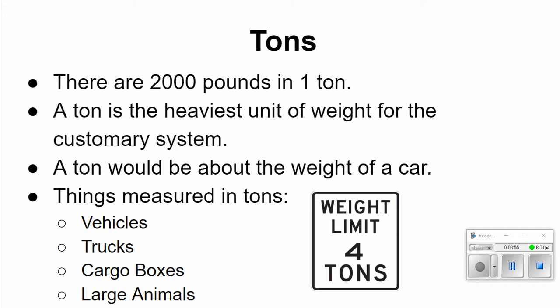Things measured in tons, vehicles, semi-trucks, cargo boxes. If you remember in social studies when we talked about shipping ports, we kind of talked about cargo boxes and how they're full of things and they're very heavy. And large animals like an elephant, we talked about weighing about as much as a ton.